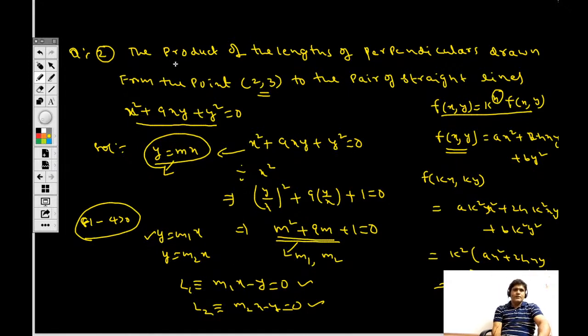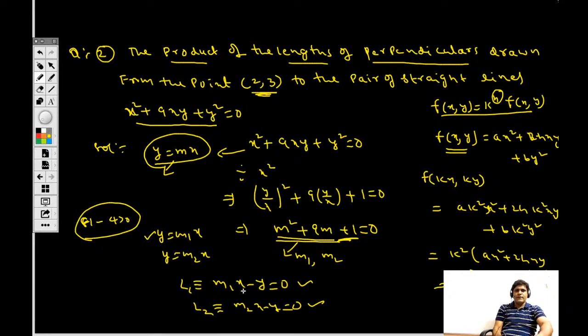Now read the question. The product of the lengths of perpendiculars drawn from the point (2, 3) means the distance from (2, 3) to L1 and to L2. Suppose the distance from (2, 3) to L1 is D1 and to L2 is D2, then D1 D2 is being asked. While finding D1 D2, you can use this quadratic, whose roots are m1 and m2: the sum of the roots and the product of the roots.